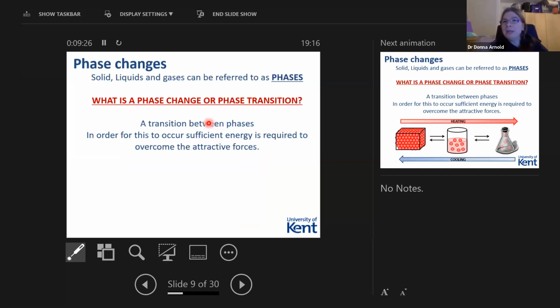So we need to think about how we now move between these three states of matter. We've got our solids, liquids, and gases, and we refer to these as phases. If we want to have a phase change or a phase transition, this is essentially the change from one state of matter to another state of matter. And in order to do that, we have to overcome the attractive forces that are holding it together. So we need to either put energy in or take energy out so that we can break those attractive forces.